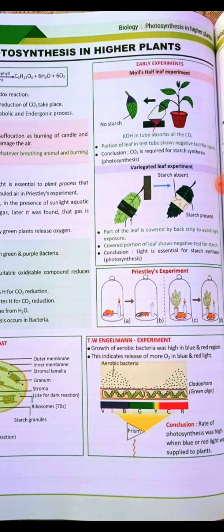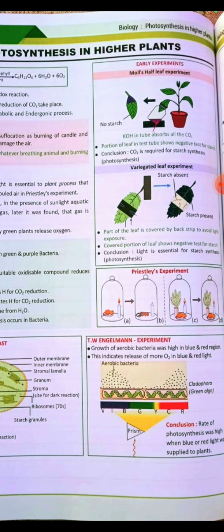Next, Priestley's experiment. When the mouse is kept with the burning candle, the candle burns out and the mouse dies due to suffocation, as the burning candle and breathing animal release CO2. And then when the mint plant is kept, then the mouse can survive.